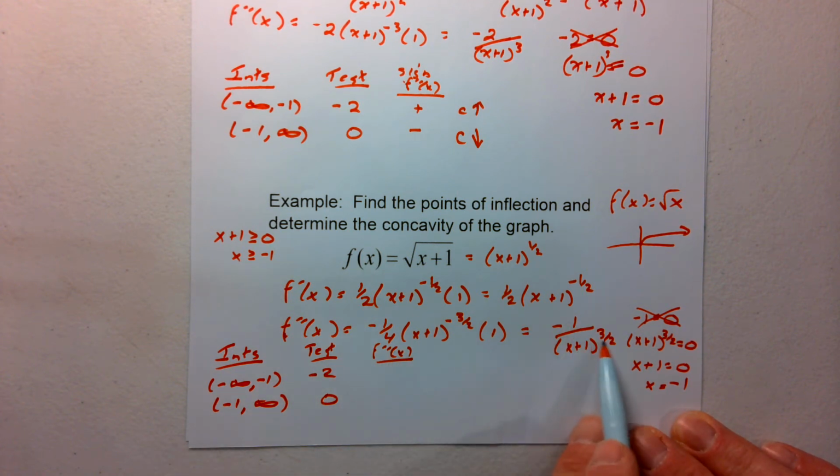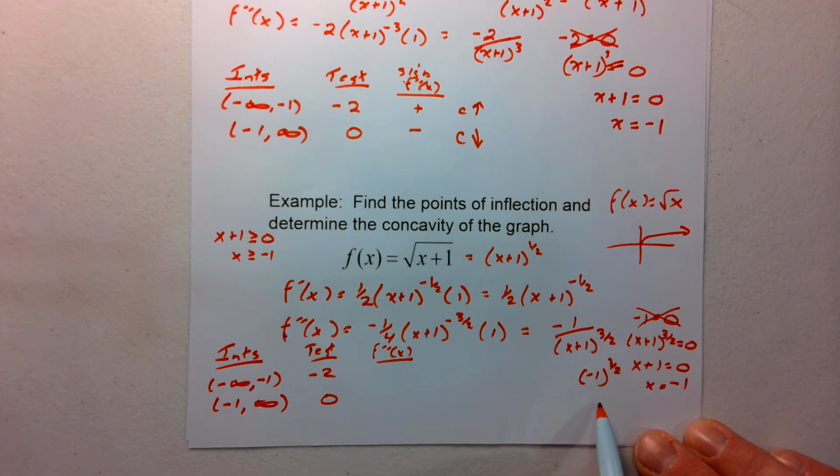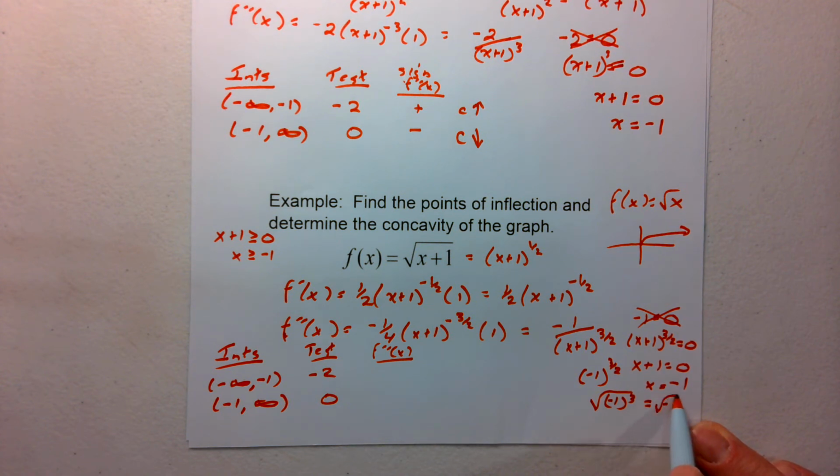Again, I'm looking at -1 over this. If I take -2, -2 plus 1 is -1. So I have -1 to the 3/2 power. And remember, that 3/2 power means the square root of -1 to the third. -1 to the third is -1, so I'm taking the square root of -1, which does not exist.